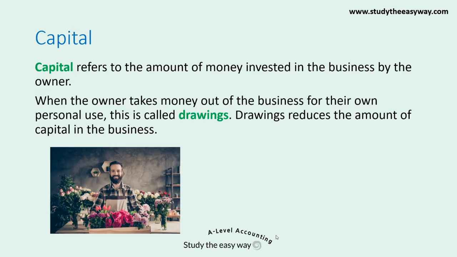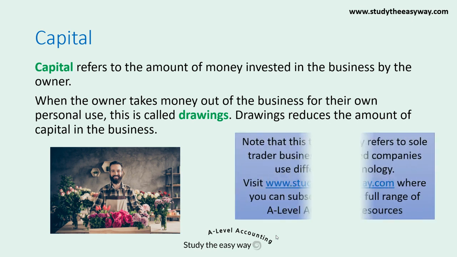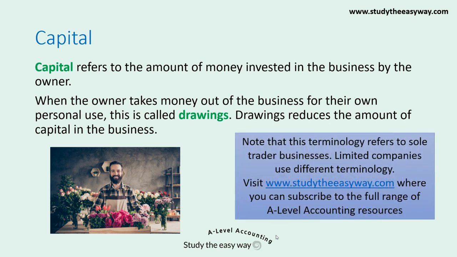Capital refers to the amount of money invested in the business by the owner. When the owner takes money out of the business for their own personal use, this is called drawings. Drawings reduces the amount of capital in the business. Note that this terminology I've referred to refers to sole trader businesses only. Limited companies use different terminology.